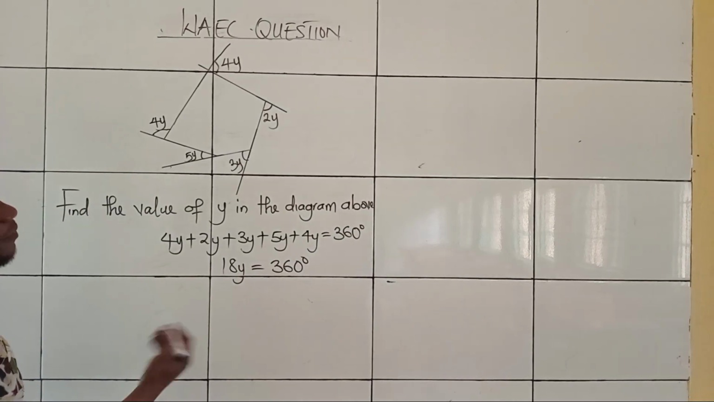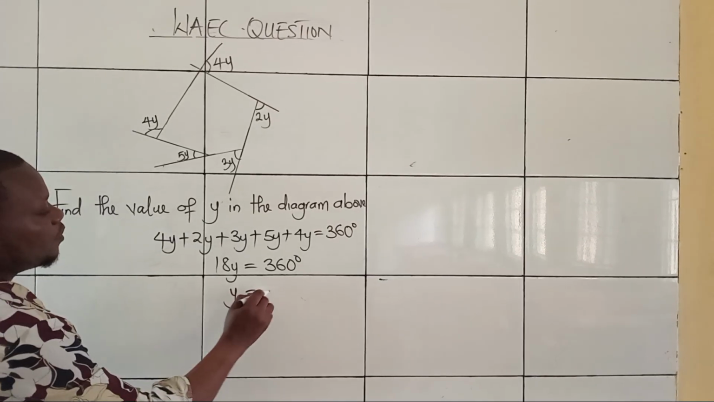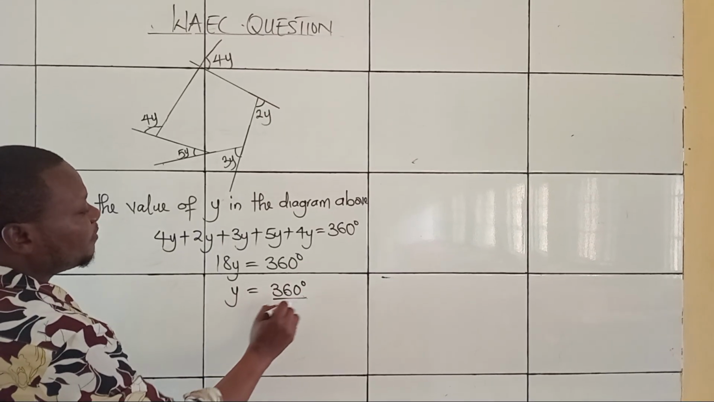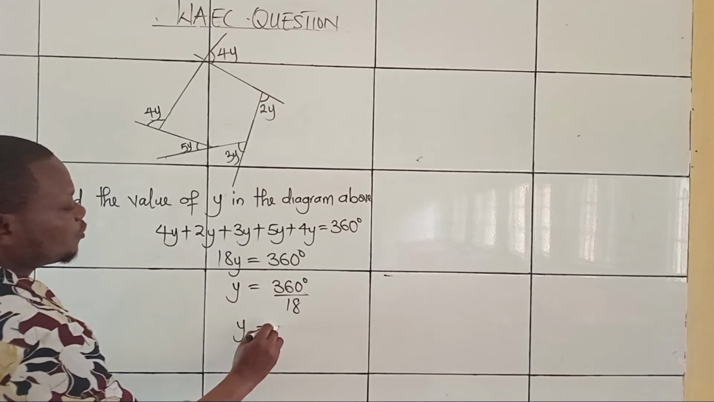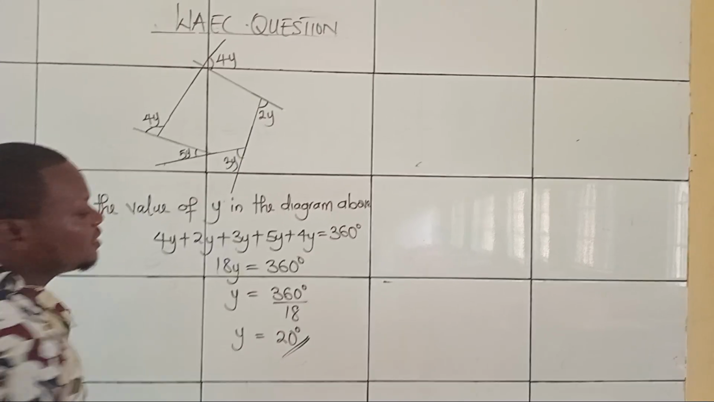So from here we divide both sides by 18. Y equals 360 degrees divided by 18, and y equals 20 degrees. And that's the answer.